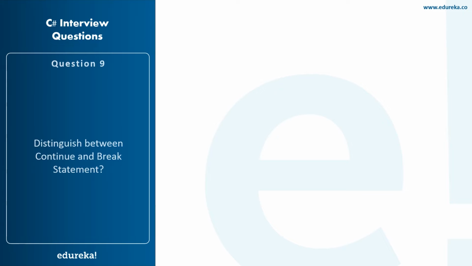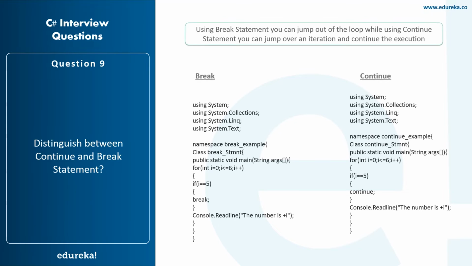Now I'll move on and talk about my next question, which says distinguish between continue and break statement. Now this is also one of the important questions. Using the break statement, you can jump out of the loop. As you can see, I have given example programs for both keywords, continue and break. So let me explain the break statement first, and then I'll explain where the break statement is being applied.